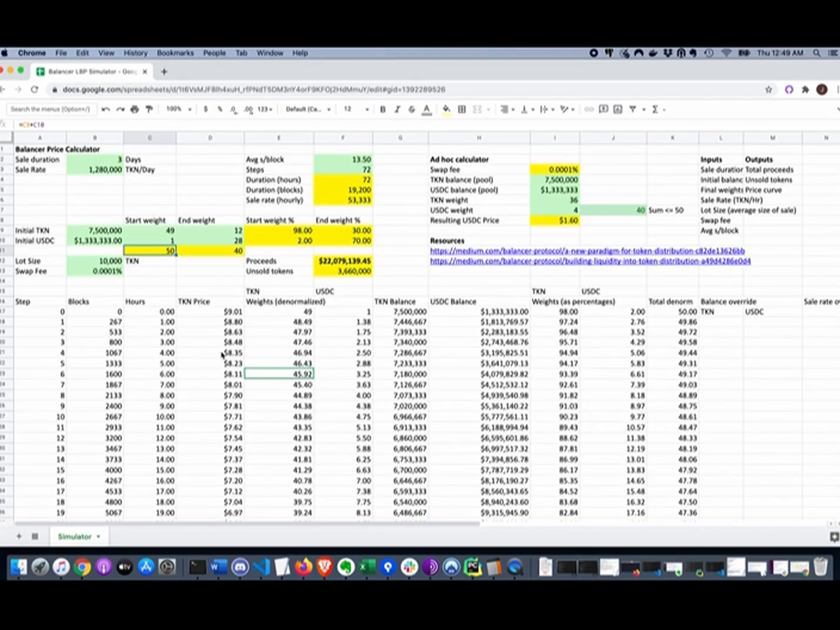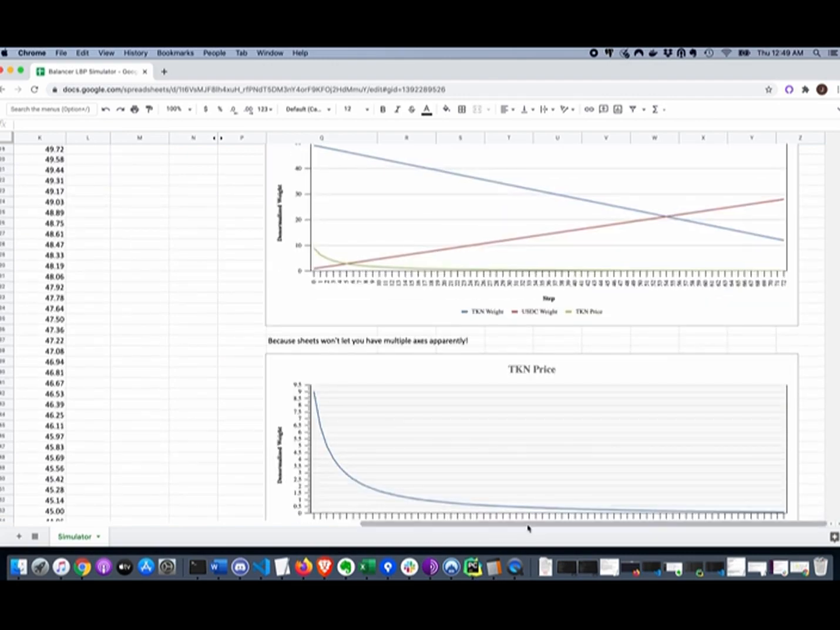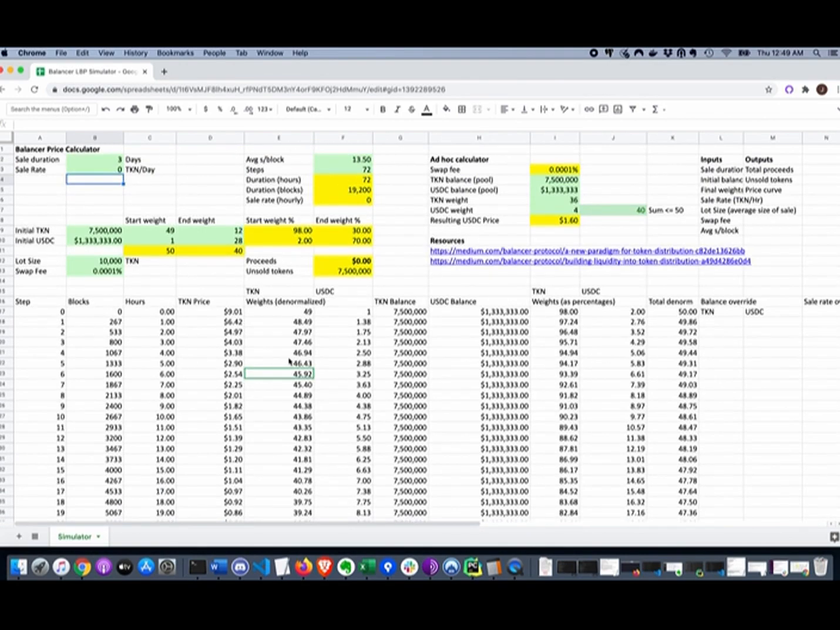But let's say no one will buy at that price. To simulate that, like before, we set the sale rate to 0. So now nobody's buying, and you can see the price drops quite quickly in that case. So let's say the market price is about $250. In that case, people should start buying around hour 6.